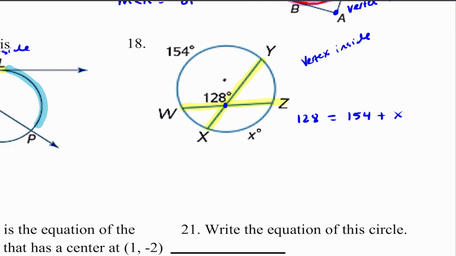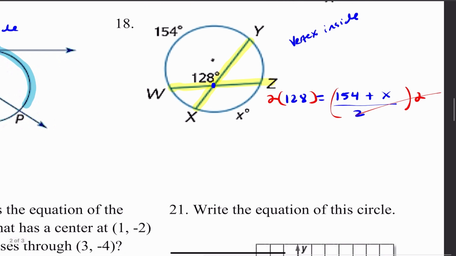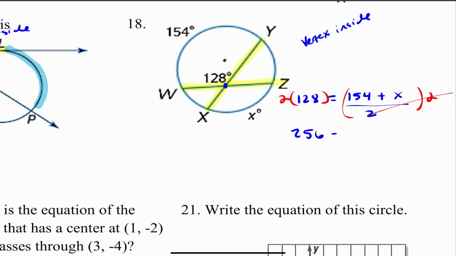plus the bottom arc all over 2. And then I gotta multiply both sides by 2 because we have a fraction and 2 is in the denominator, so we need to get rid of that. So 2 times 128 is 256, which is equal to 154 plus x. Subtract both sides by 154, I get 102, which is our desired variable. So x is equal to 102 degrees.